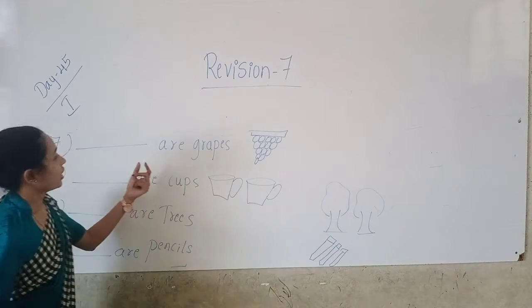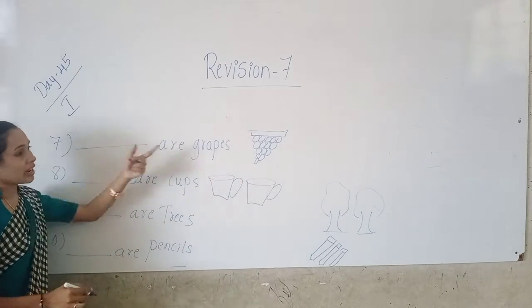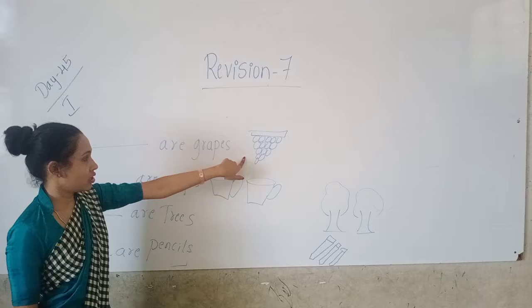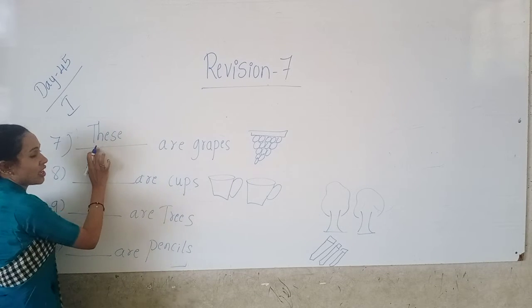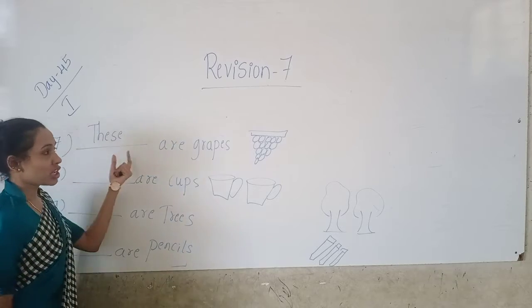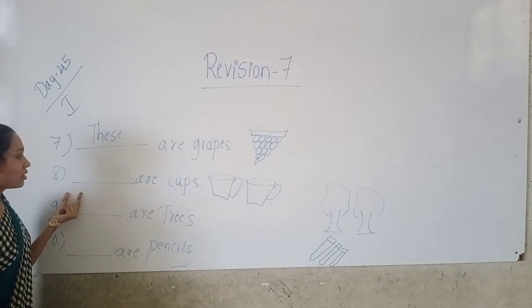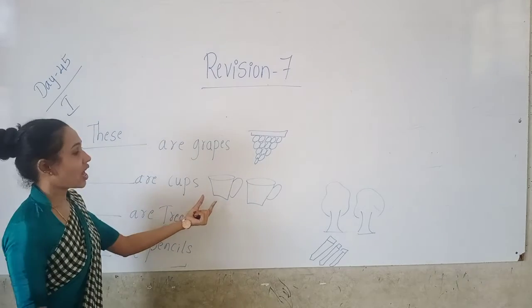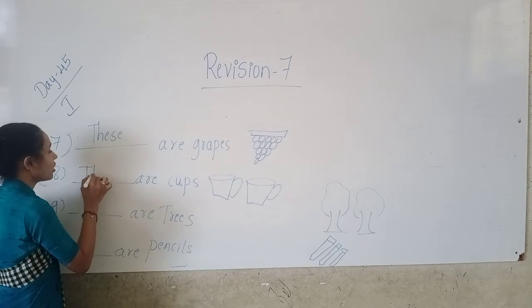Okay, children, let us move to the seventh one. Dash are grapes. So, grapes are near or far, children? Near. So, what we should fill here? These. Okay, T-H-E-S-E, these. We are using it to point out the things which are near to us. Eighth one. Dash are cups. Are these cups near or far, children? Near. So, what we should write here?